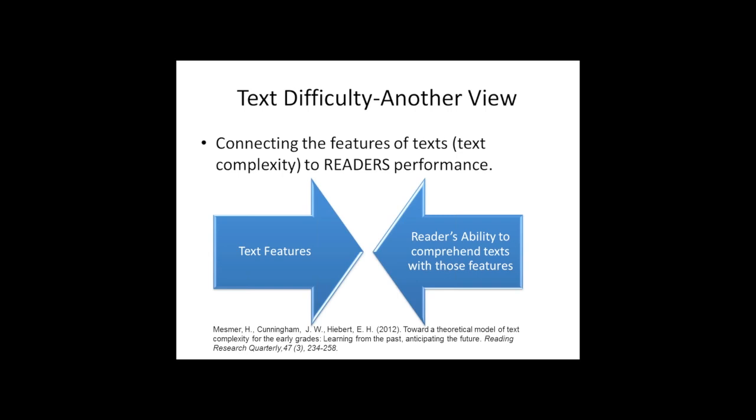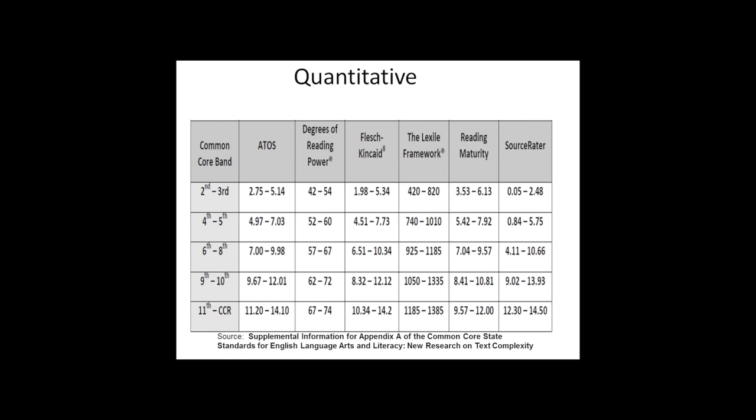From the perspective of the Common Core, there has been focus on both the qualitative and the reader task variables, but there's been very specific focus on the quantitative staircase or measures. And if you haven't seen this before, it's in Appendix A. I believe it's in the supplement that came out. On the left-hand side are the grade levels, ranging from the second, third. They're organized into bands, and at the end, that CCR is career and college ready.